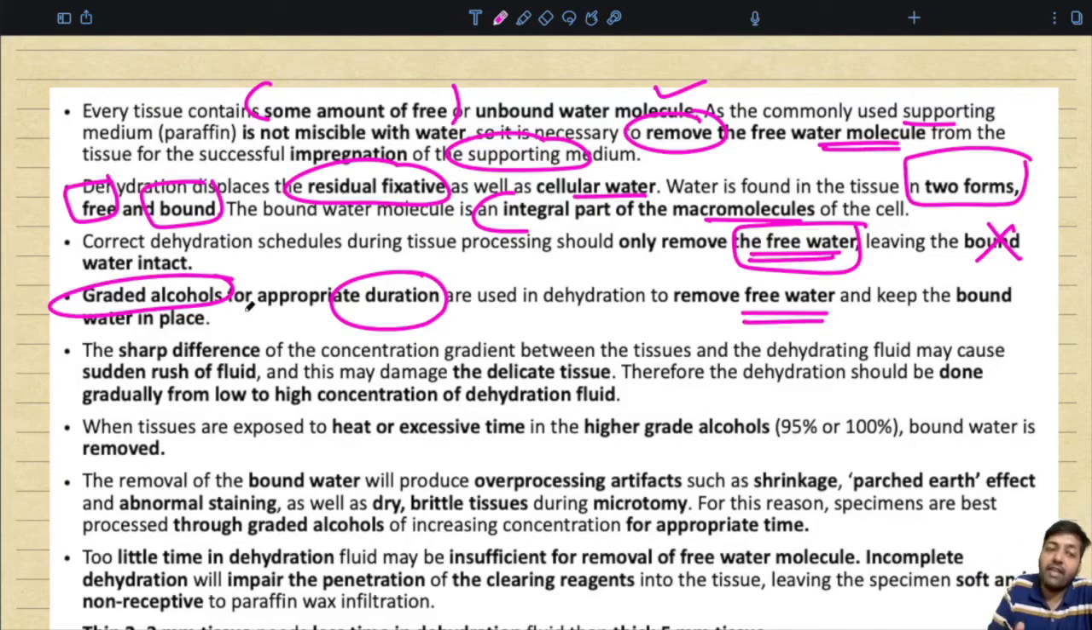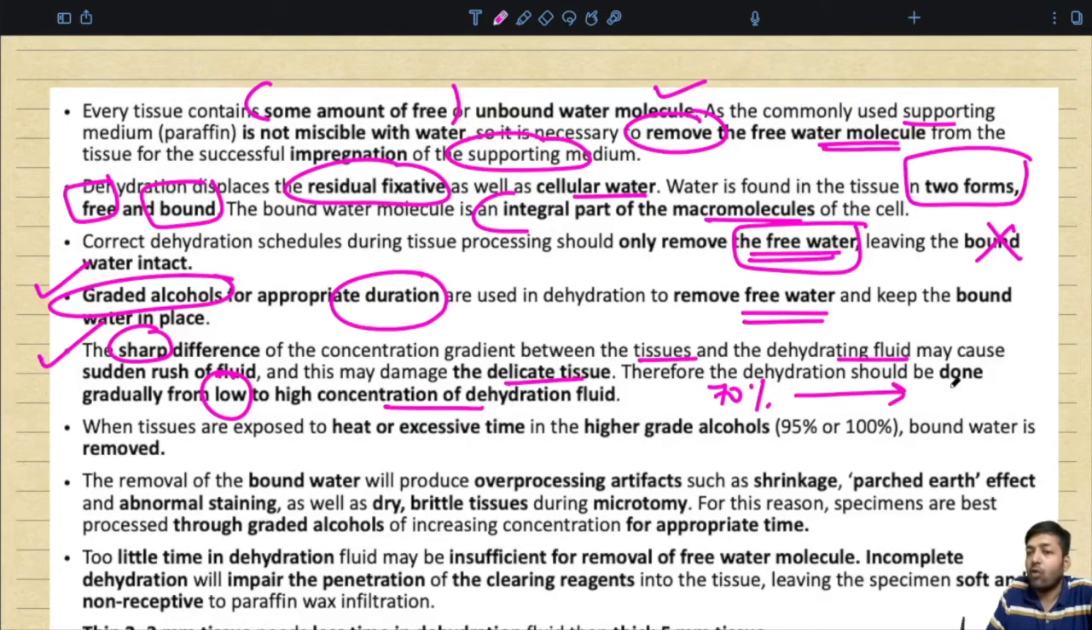Also, another very important reason for using graded alcohol is that a sharp difference in the concentration gradient between the tissues and the dehydrating fluid may cause a sudden rush of fluid or water out of the tissue, and this may cause damage to the delicate tissue. Therefore, dehydration should be done gradually, from a low to a high concentration of dehydrating fluid. For example, you start from 70% concentration and go towards 90 or 100%.